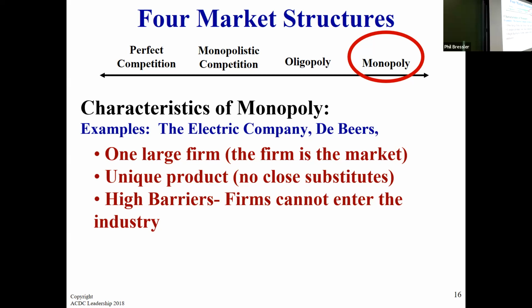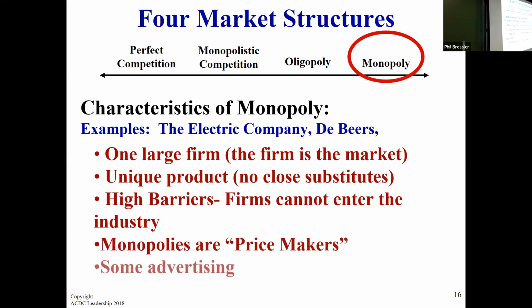They can make profit, okay? Because firms can't enter and exit easily. Monopolies are price makers, not takers. And they do some advertising. Now, people would ask, why do they advertise? Like the Ravens advertise because they want to sell more tickets. And like cable, which is sometimes a monopoly, they advertise because they want everyone to use their product.